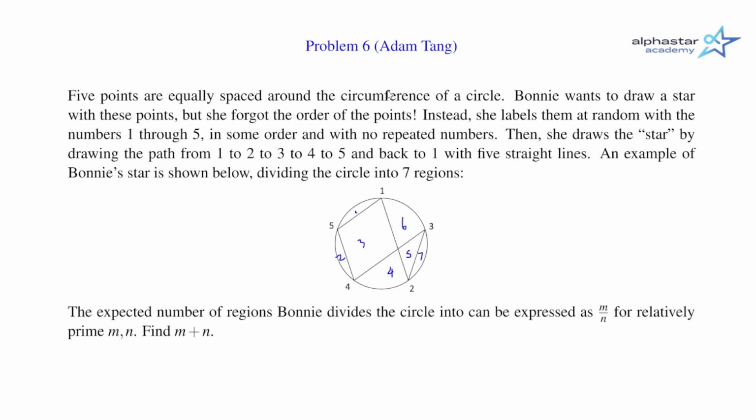The expected number of regions Bonnie divides a circle into can be expressed as m over n for relatively prime m and n. Find m plus n.